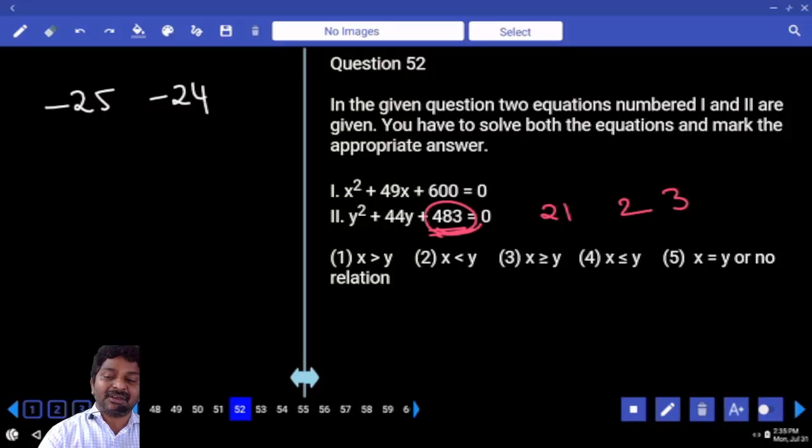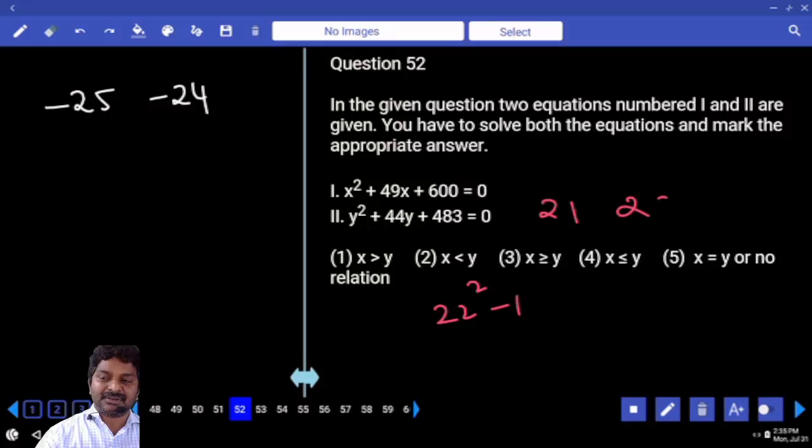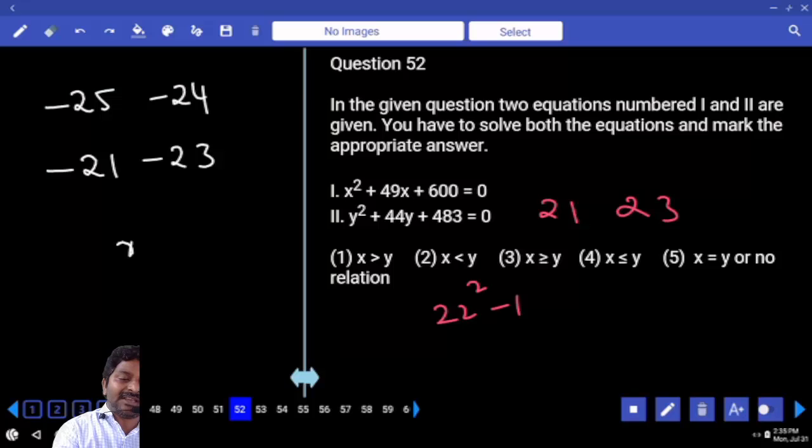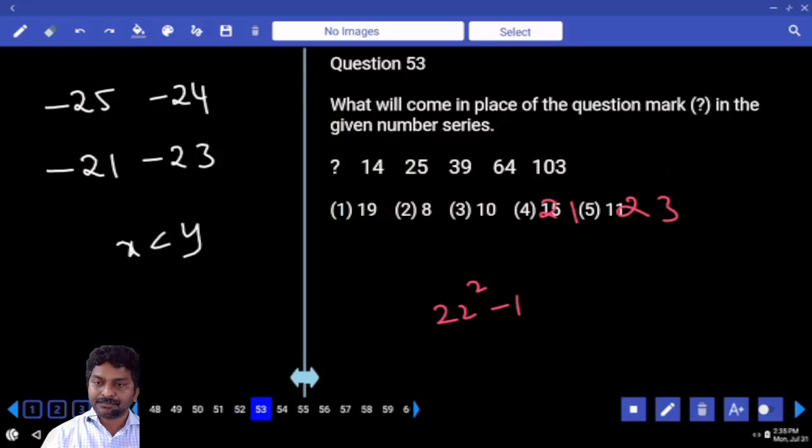Otherwise, nearest square. What is the nearest square? 484 minus 1, right? That means 22 square minus 1 square. 22 minus 1, 22 plus 1. This is the combination. Followed. Plus 21 plus 23 is the combination. Factors are minus 21 minus 23. X is clearly less than y. Followed?